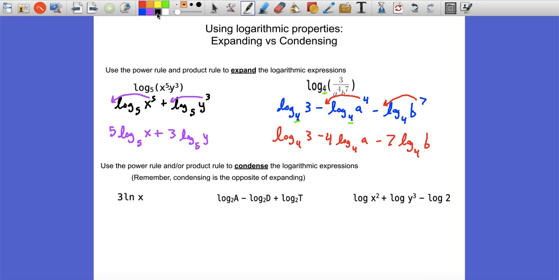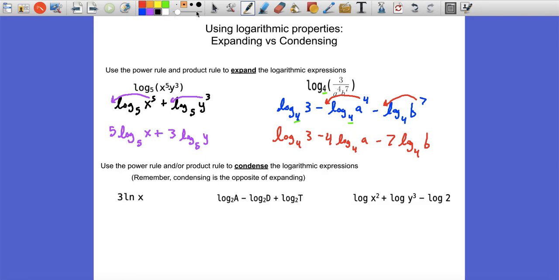All right. Next, we've got the power rule and the product rule. We want to use the power rule and product rule to condense the logarithmic expressions now. Again, expanding is starting with essentially a condensed logarithm and making it as large as possible using the power and product rule. Here it's almost like working backwards. The answer to an expand problem is the starting point to a condensed problem. And again, there's not much to condense here, but we can still do it.